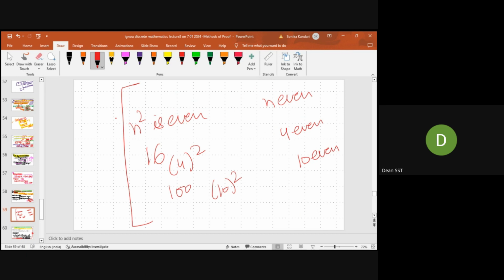Can you give me an example of a square where n is odd? Nine. But nine is not even. Give me an even number whose square is odd. Just try, 11, eight. Can we have a perfect square? No. I think there is no such number.